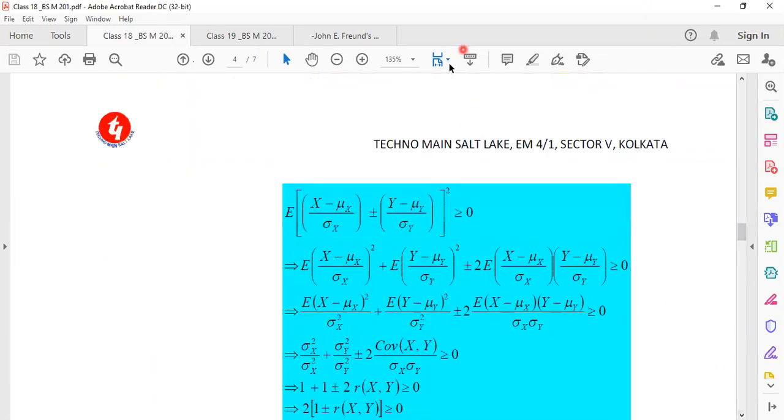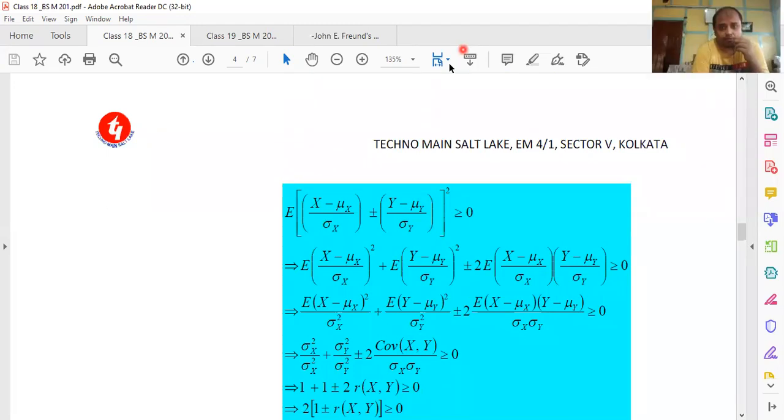Now, there is a trick. There is a mathematical trick which you have to be well aware of. The trick says that you have to start with this particular point. This is the point by which you can start your calculation. Suppose for the time being I'm considering (x minus mu x) by sigma x as x prime. X prime is my quantity (x minus mu x) by sigma x, and y prime is the quantity (y minus mu y) by sigma y.